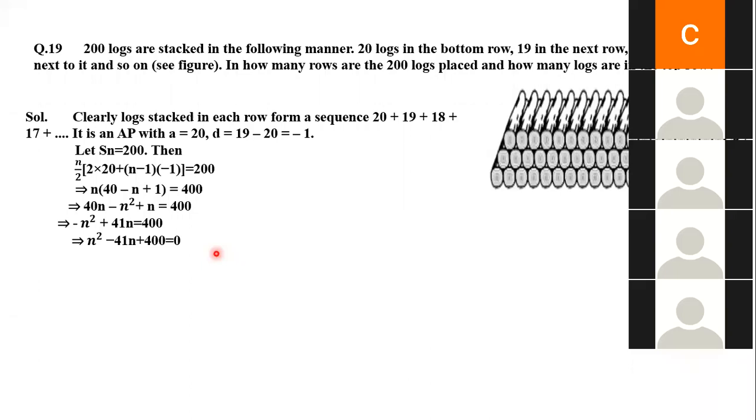Yeah, what are the factors of 400? Ma'am, I'm getting n minus 16 and n minus 25, so n minus 16 is equal to 0 and n minus 25 is equal to 0. Divyansh, I asked for the factors of 400. 16 and 25. So the factors you are getting are n minus 16 and n minus 25. Here I got two n values.